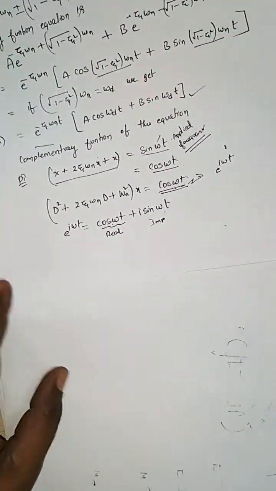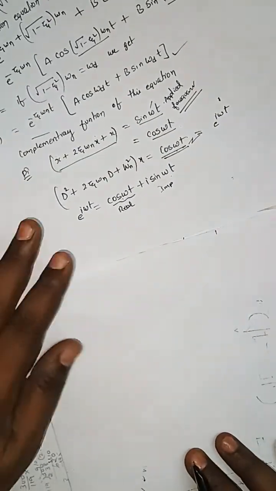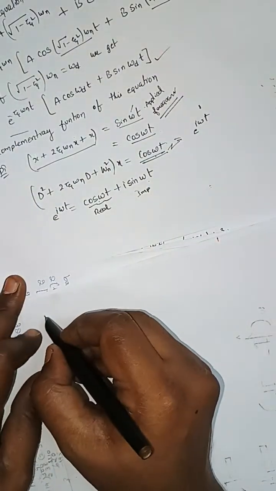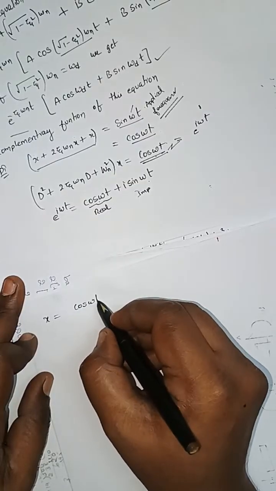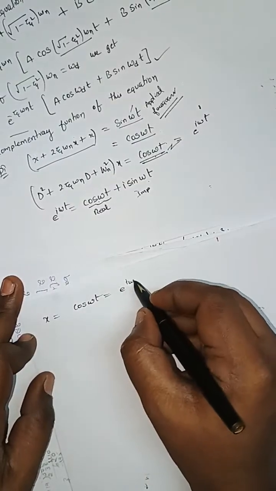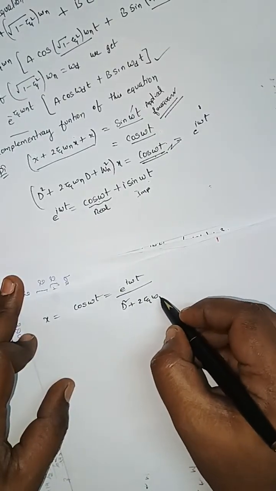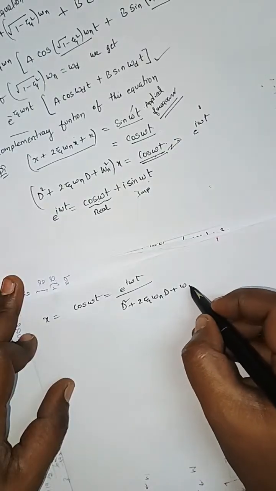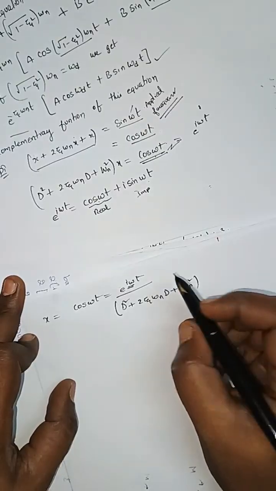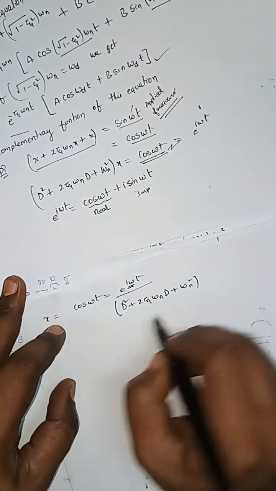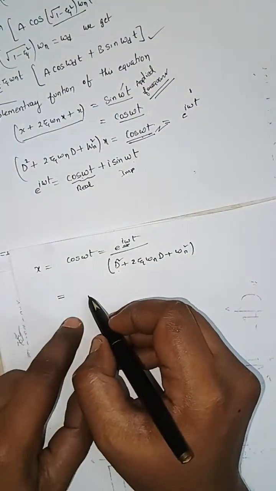Okay, now over here, if you follow me very carefully, we got an equation that x is equal to cos omega t, that is e power i omega t divided by D square plus 2 zeta omega n D plus omega n square. This is what i omega is here. Just substitute i omega in the entire equation.